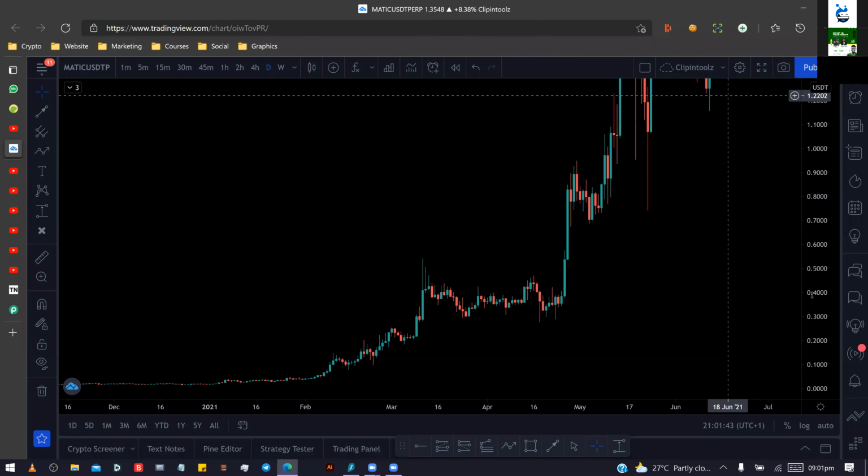Now, since you've understood horizontal support and resistance, the next type is your trend line support and resistance, right? I told you that any line that is not horizontal is called your trend line support. Even if the line just goes like this, it is a trend line support because it's not horizontal, right?